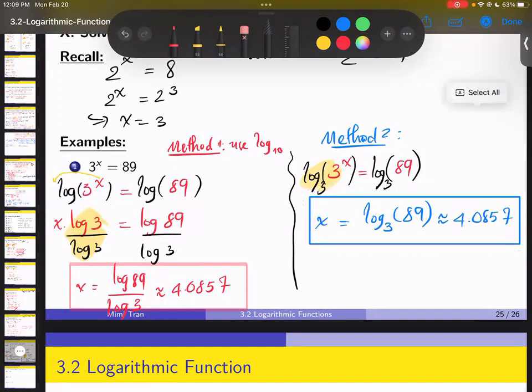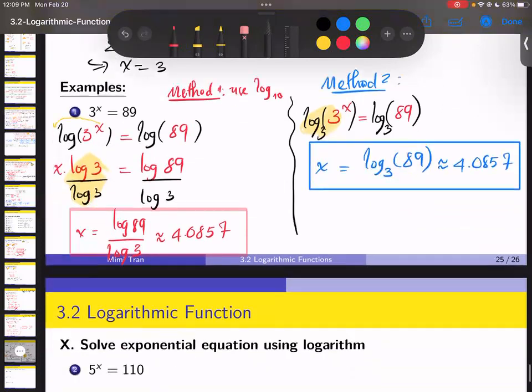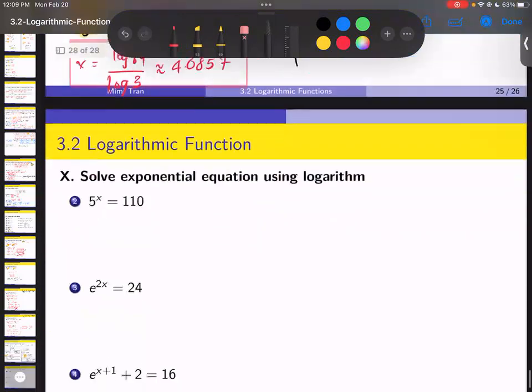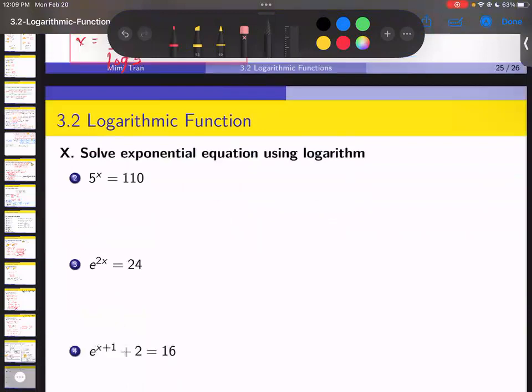Or you can use change of base, right? Log base 3 of 89, change of base, log 89 divided by log 3, same thing. Which one do you like better? Second one or the first one? Second one, right? It's just easy. Whatever you see, say 5 to the x, you take log base 5. You cancel right away. Let's do that from now on. This one, we're going to take log base 5.